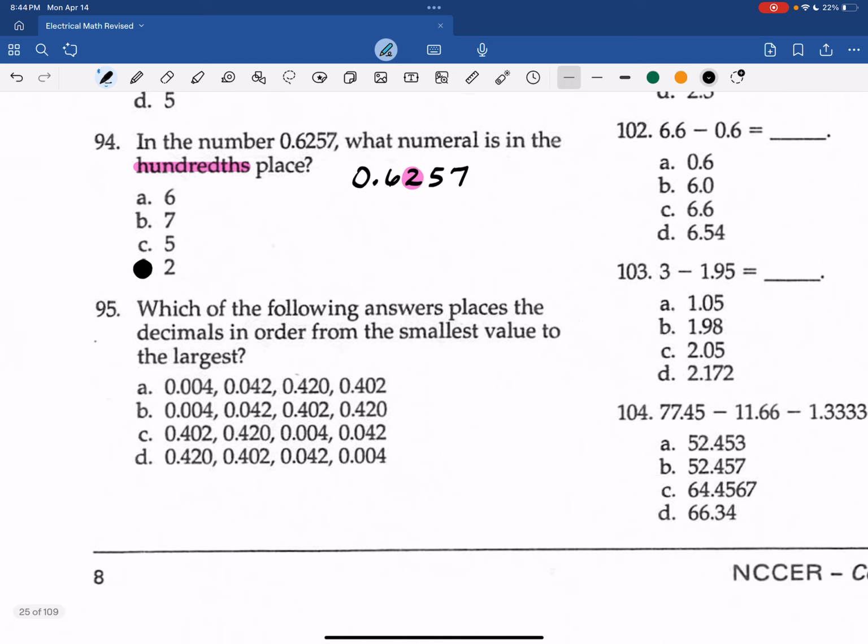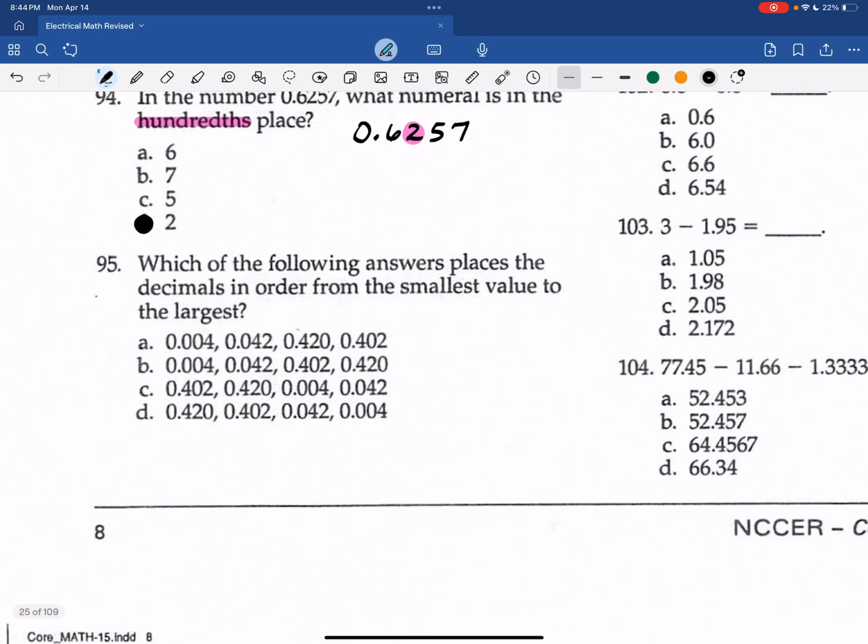Which of the following answers places the decimals in order from smallest value to largest? So here are the decimals that we have to work with. And I think I'm going to do it right here instead of having to copy it. I'm not saying this is the right order. I'm just saying that these are the numbers that we have to work with. And they want us to start with the smallest one.